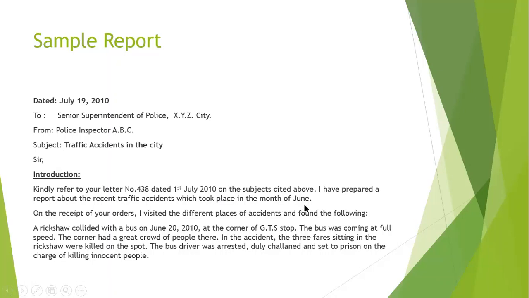So the Superintendent of Police, through a letter, instructed the police inspector to compile a report on the recent traffic accidents which took place in the month of June in the city. And this is the reason why a police inspector is writing the report. So in the introduction, as I have told you, you have to give the reason for writing the report. Then, how he collected the information.